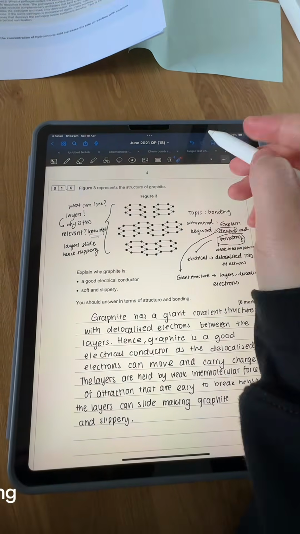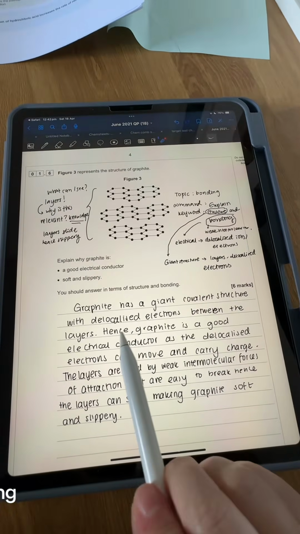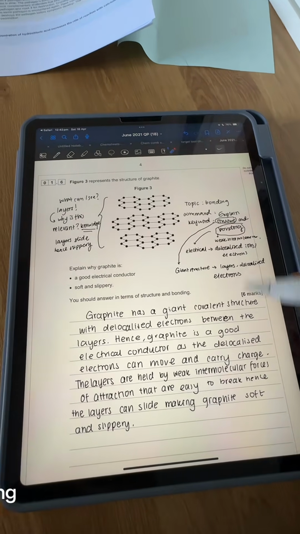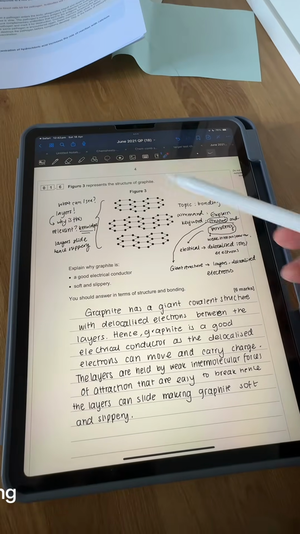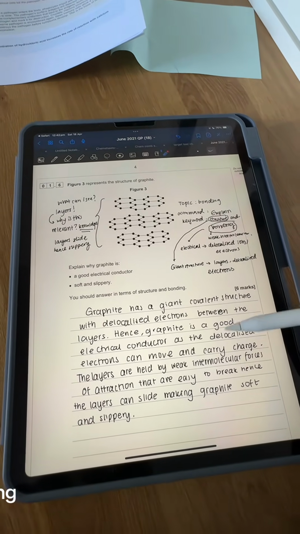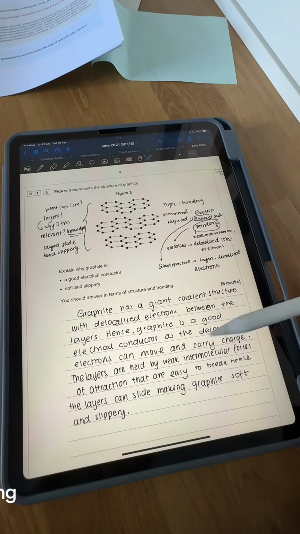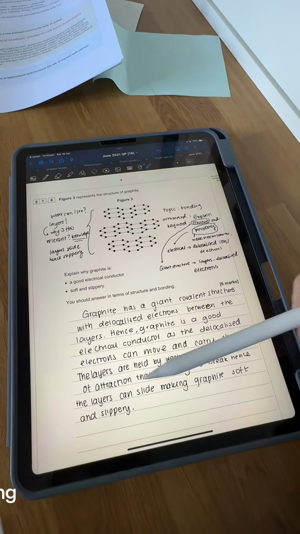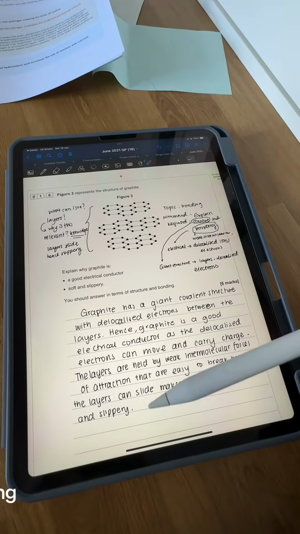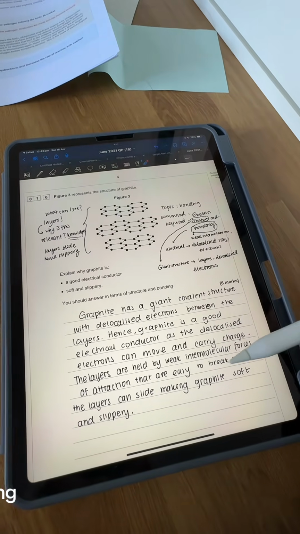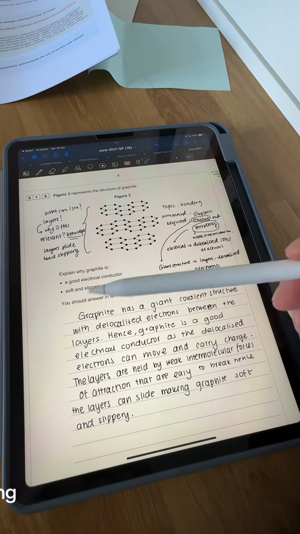If you read this answer here, you can take a screenshot of this. Basically, what I'm doing is just putting up my information. But aside from that, I'm just literally saying what they said already. Notice over here, I said it's a good electrical conductor because of delocalized electrons that can move and carry charge. The layers are held by weak intermolecular forces that are easy to break. Hence, the layers can slide, making graphite soft and slippery.